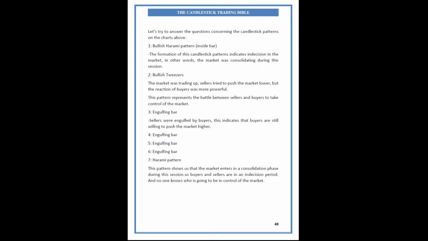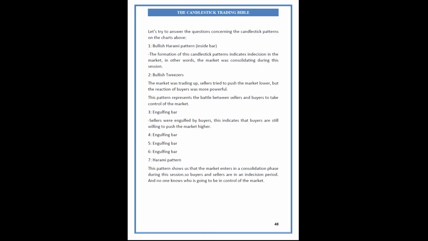So let's try to answer the questions concerning the candlestick patterns on the charts above. Number 1 is a bullish Harami pattern, an inside bar. The formation of this candle pattern indicates indecision in the market. In other words, the market was consolidating during the session. Number 2 is a bullish tweezer. The market was trading down, sellers tried to push the market lower, but the reaction of buyers was more powerful. This pattern represents the battle between sellers and buyers to take control of the market.